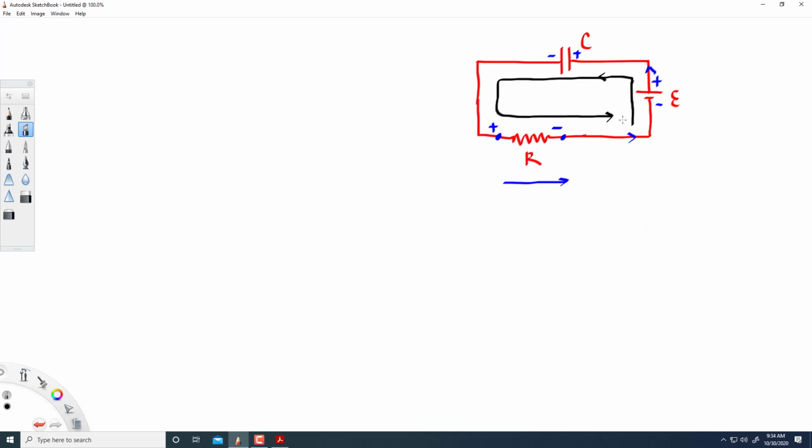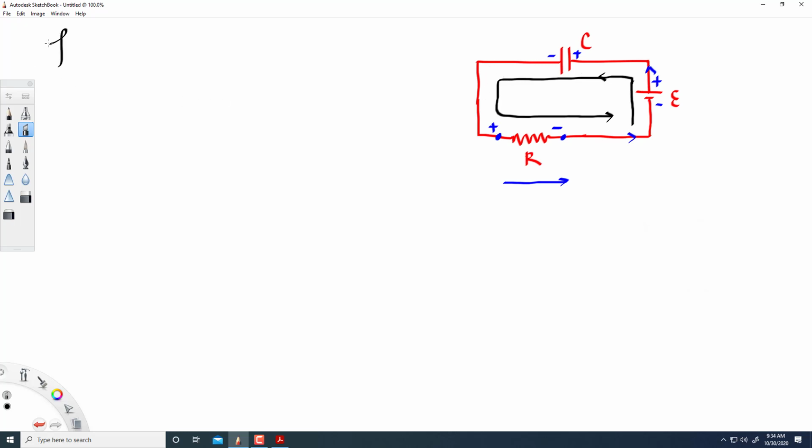And then start with some component. Let's start with this C. So for C, we are going from positive to negative. Okay, from positive to negative. We are going this way, counterclockwise.